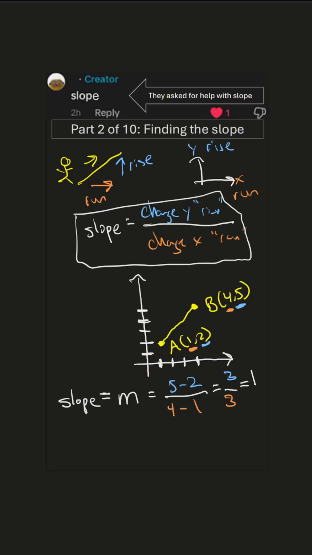And that means for every bit that we go to the right, that's our run, every bit that we go to the right, we go up 1. So we go right 1 unit, and we go up 1 unit. So that's the slope of this line.